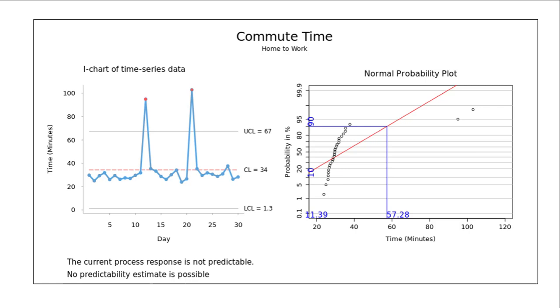This figure shows a commute time that is not stable because of the two abnormal commute times caused by a major traffic accident and snowstorm. Since we want to reduce commute time under normal conditions and have identified the cause for these atypical responses, we can remove these two data points from our chart to create a typical commute response time.